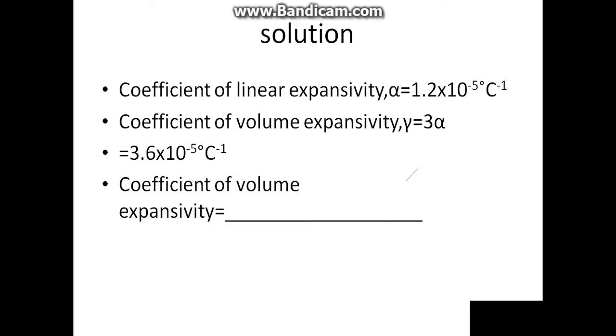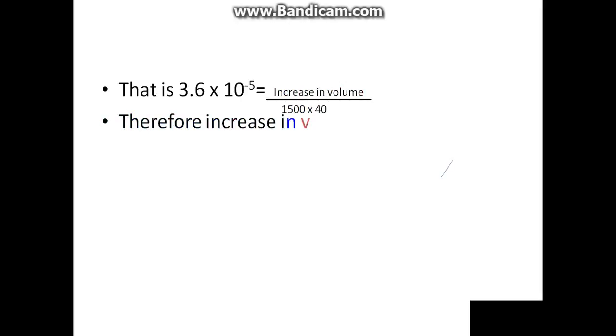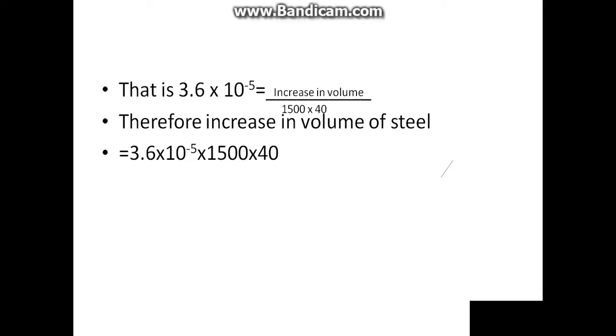Coefficient of volume expansivity is equals to increase in volume all over original volume times temperature rise. That is 3.6 times 10 raised to the power minus 5 is equals to increase in volume all over 1500 times 40. Therefore, increase in volume of steel is equals to 3.6 times 10 raised to the power minus 5 times 1500 times 40, which is equals to 2.16 cm cube.